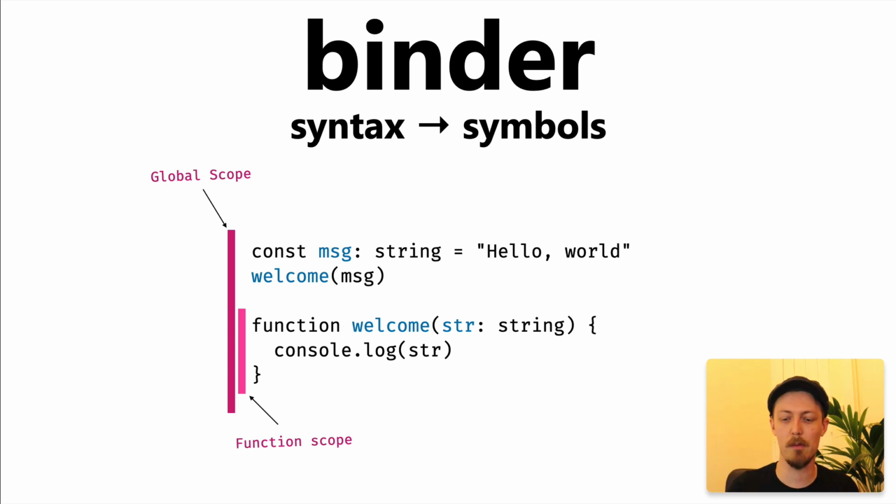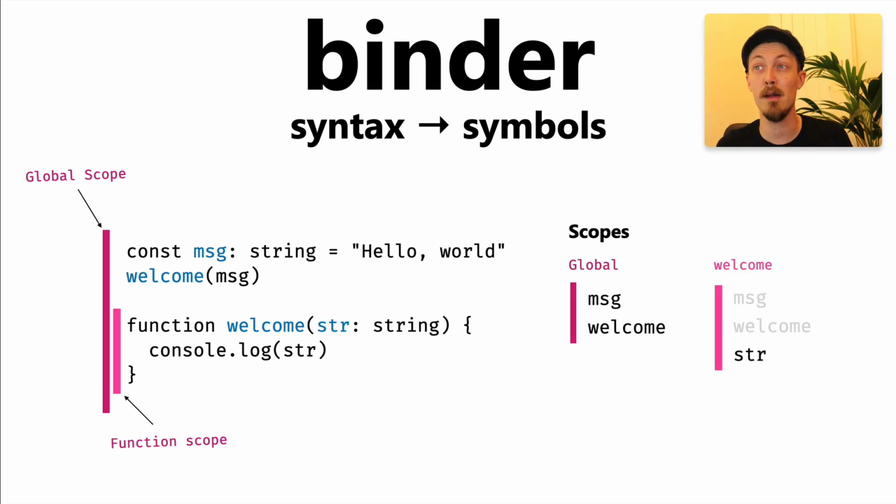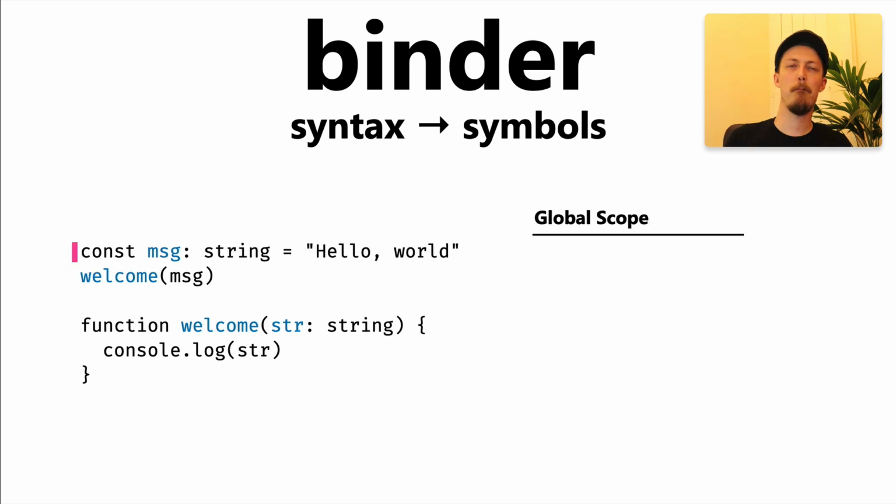On the global scope there's a set of variables that are available to it, so there is MSG and welcome, but inside welcome, the scope for that function, there is also str, which is a parameter that's come in from the creation of the function. So you can get the sense of different places in the code base or different parts of identifiers that are available to it. And what the binder does is effectively sets that up.